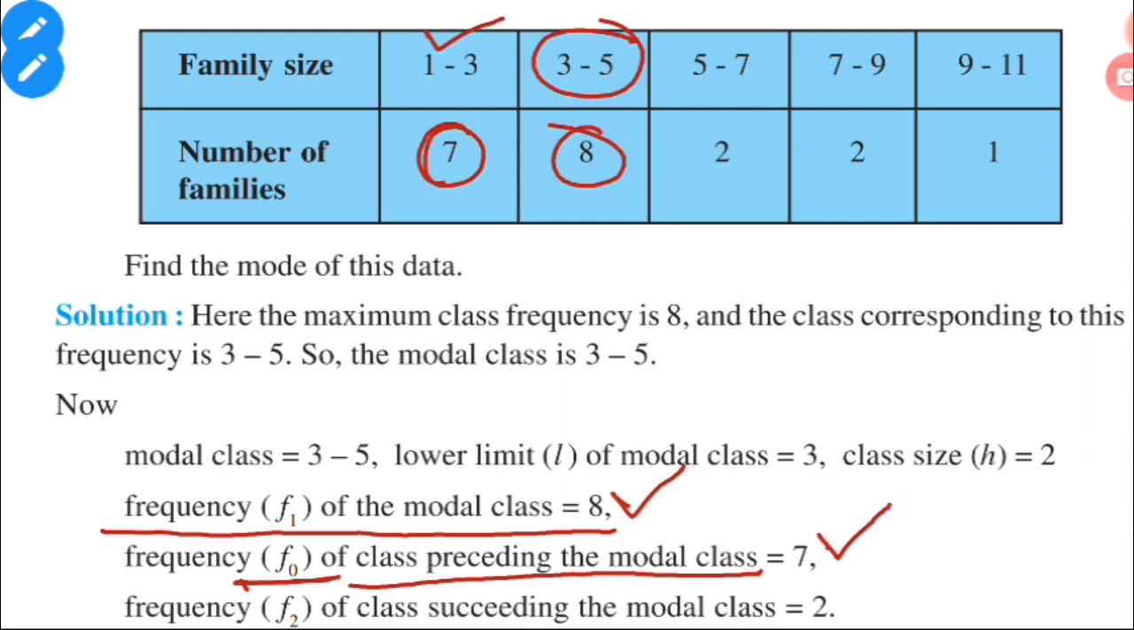And next one, it is F2. What is meant by F2? Frequency of the class succeeding the modal class. Succeeding the modal class means the class after the modal class. It is 5 to 7. Its frequency is 2. So F2 equals 2. Here the modal class is 3 to 5. L equals 3, H equals 2, F1 equals 8, F0 equals 7, and F2 equals 2.